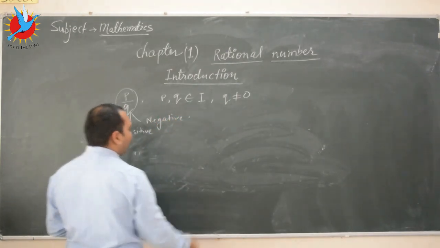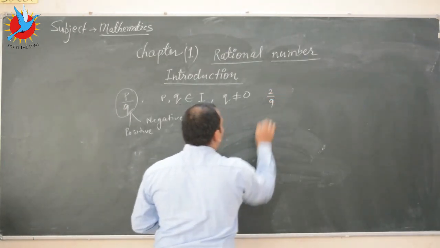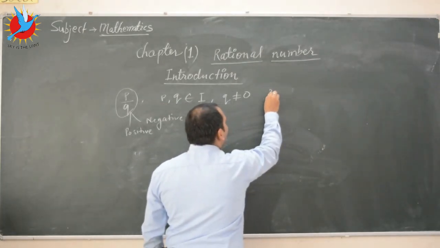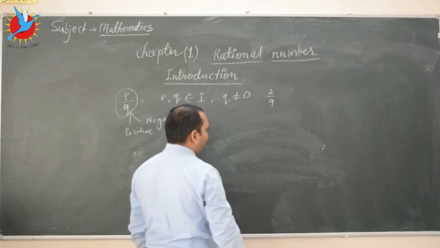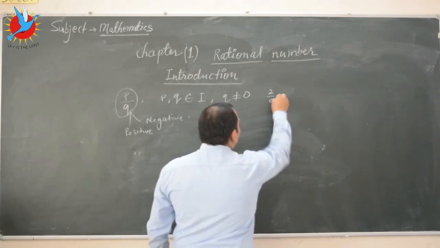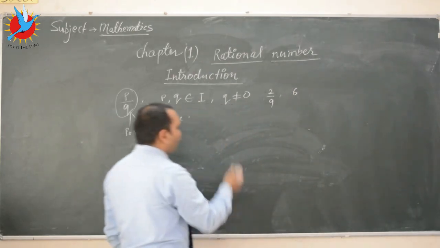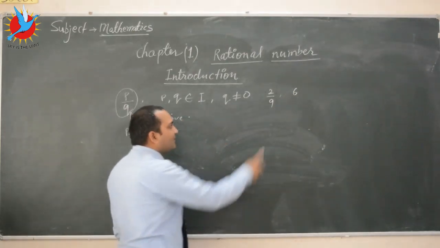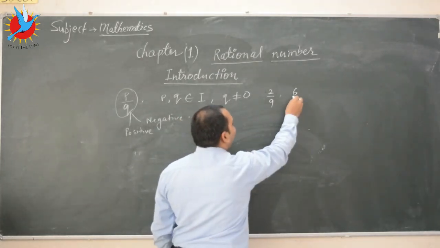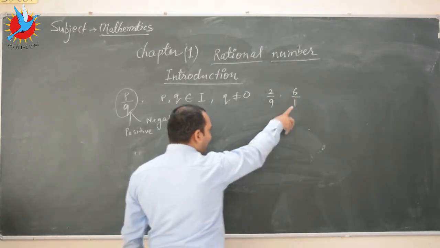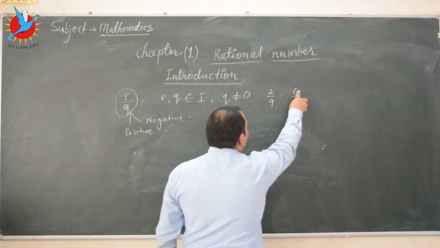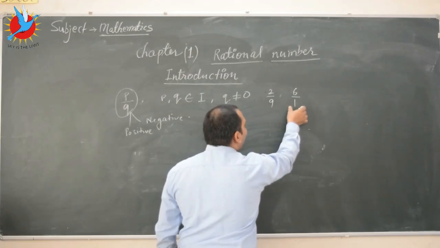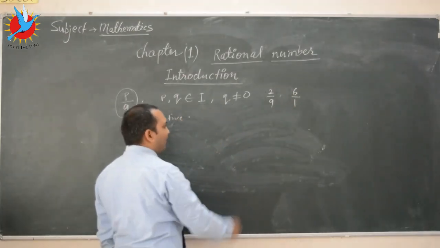For example, 2 upon 9. This is a positive rational number where numerator and denominator both are positive. If we write 6, this is also a rational number, because 6 can be written as 6 upon 1, where the denominator is 1 and the numerator is 6. This is numerator upon denominator. This is called the rational number.